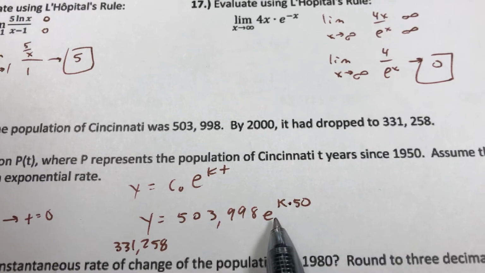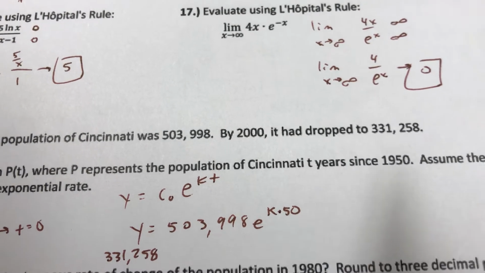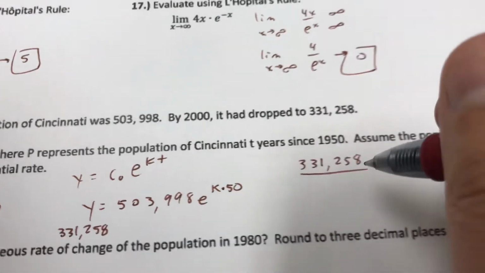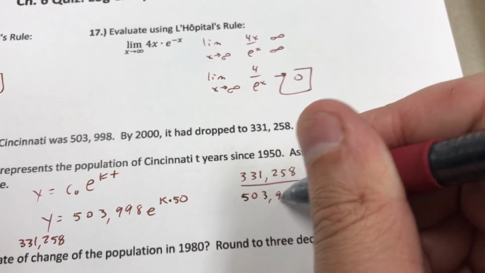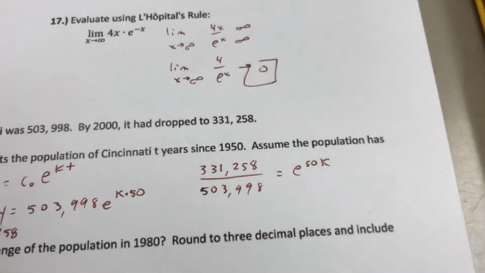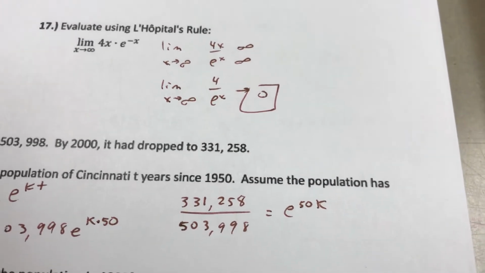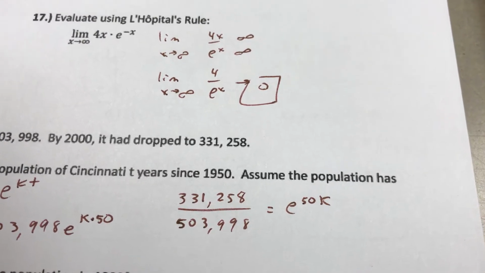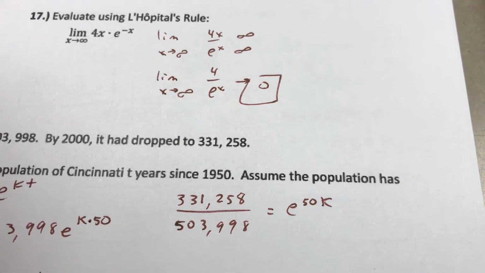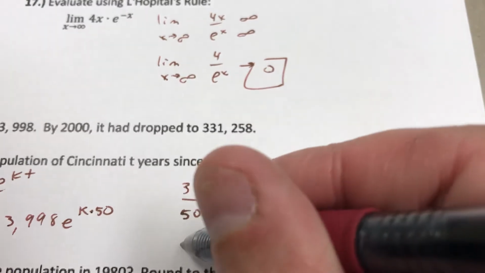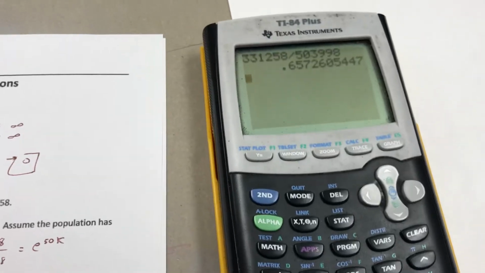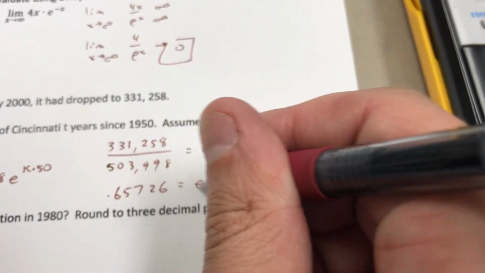Remember, you want to get the e by itself, so you want to get rid of this value here. So we would have 331,258, divide both sides by 503,998, and that's going to be equal to e to the 50k. We're trying to get that decay constant there. So I'll divide this out. I'm going to have to do a little calculator work here. I really hope I am typing all of this in correctly. Okay, this decimal here is about 0.65726. I'm actually keeping more of it in my calculator over here. That's equal to e to the 50k.